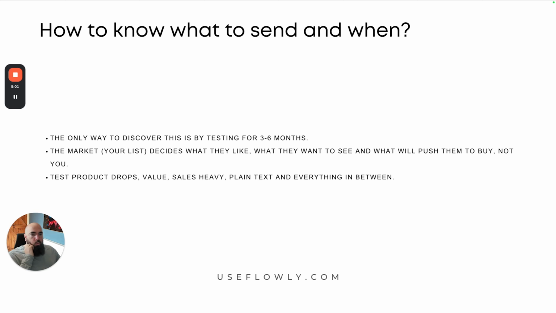So how to know what to send and when? Well, the only way to discover this is by testing for 3 to maybe 6 months, different content types, different segmentation, taking a look at the data and seeing from there. So as an example, you may have a one-time buyers segment. You want to be trying different messaging to those people to see what do they normally respond to. When do they come back and buy a second time? Is it 30 days? Is it 45 days? What kind of emails get them back on site?